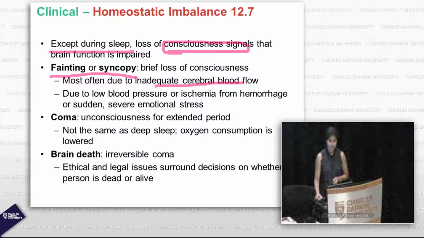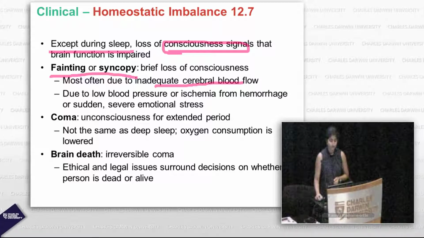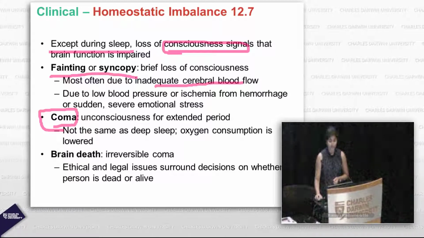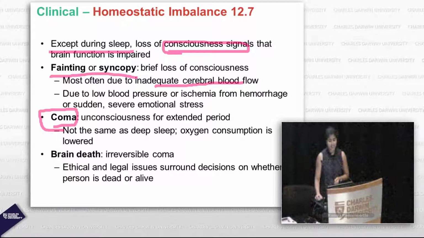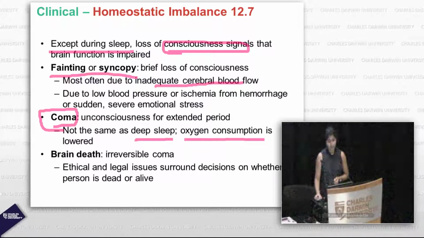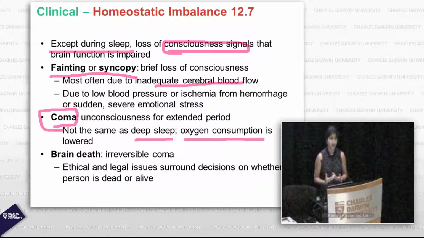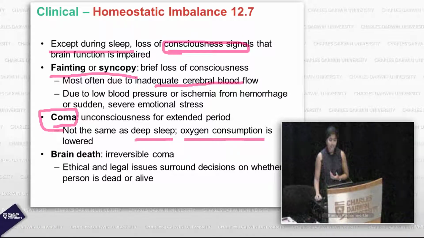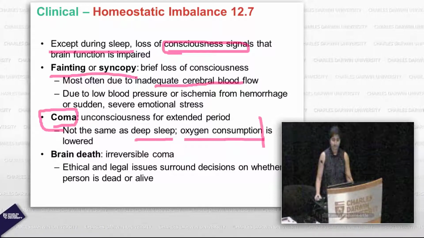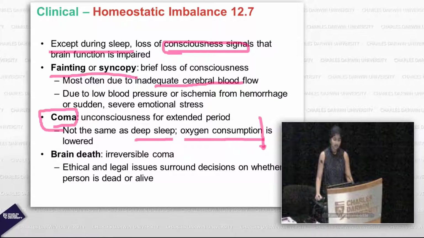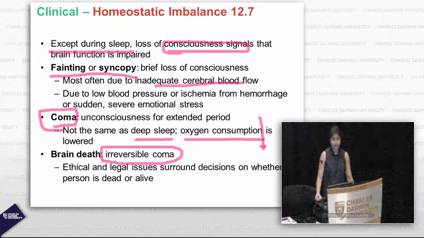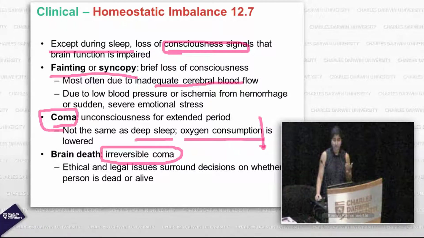Coma is unconsciousness for an extended period of time. This is not the same as deep sleep, because in deep sleep the oxygen consumption is still high, but with coma the oxygen consumption is actually lower. Brain death, we call this condition an irreversible coma. There is no chance they're going to reverse back to normalcy. So that's brain death.